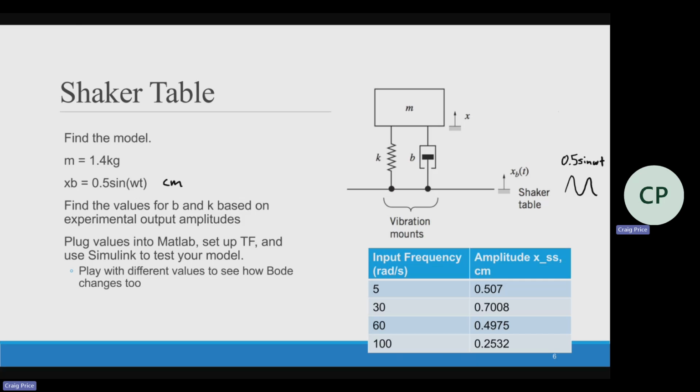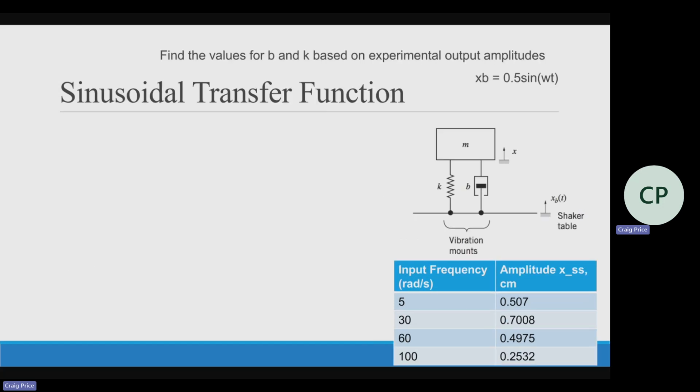So we're going to do a free body diagram. We're going to get to the transfer function. Then from there, we've got to figure out how we are going to use this data to try to solve for some of our unknowns. All right, so let's go for it. So here's the free body diagram.